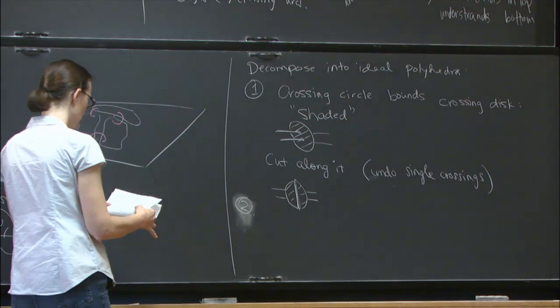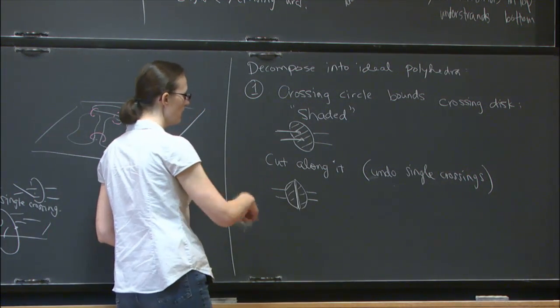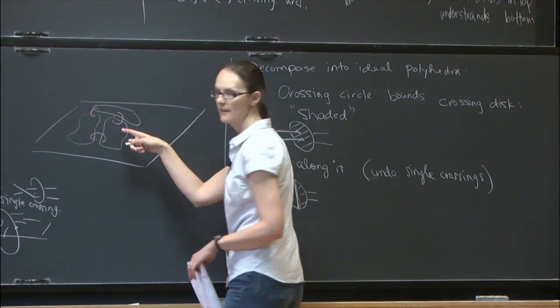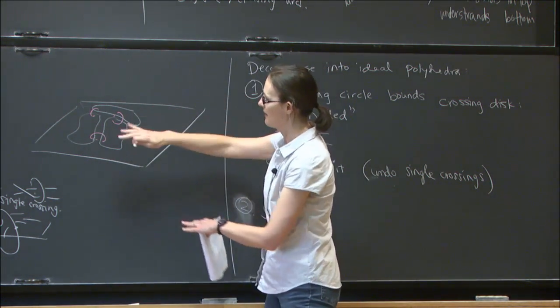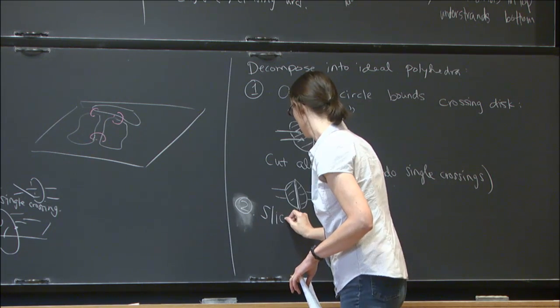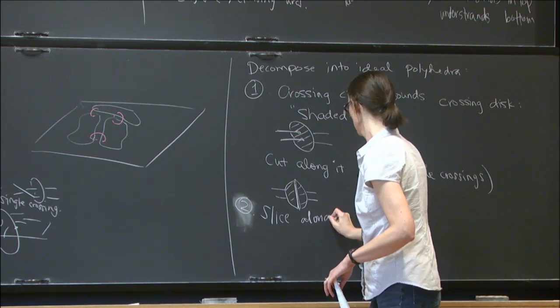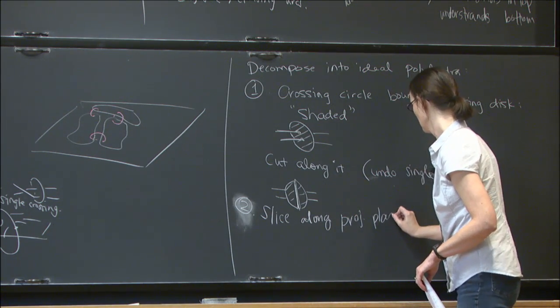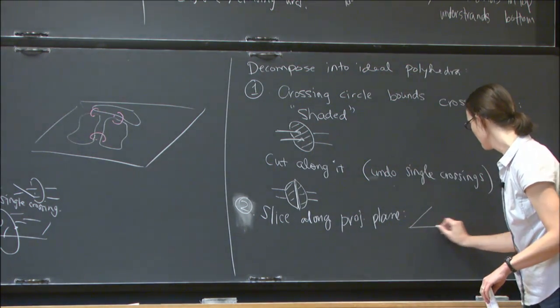Okay, so step 2 is you cut the whole thing in half along the projection plane. So now everything is embedded in the projection plane. You're going to have a top half, and you're going to have a bottom half. So slice along the projection plane. Okay, so you now have 2 polyhedra.